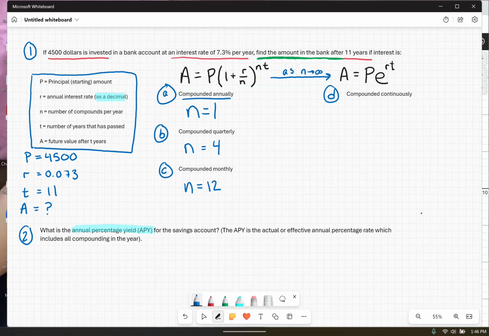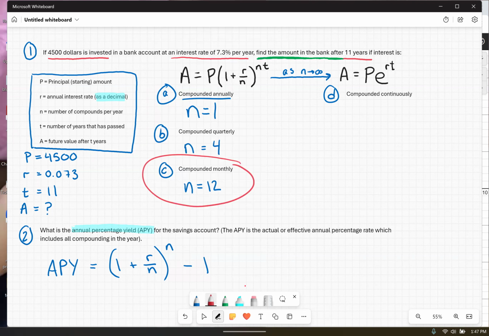And the formula for that is, I'll say APY for annual percentage yield is equal to 1 plus R over N. Okay, so it's the same 1 plus R over N that's in the formula above. No P out front, right? Just 1 plus R over N to the power of N, minus 1. And I'm just going to do this for one case. Let's do compounded monthly.